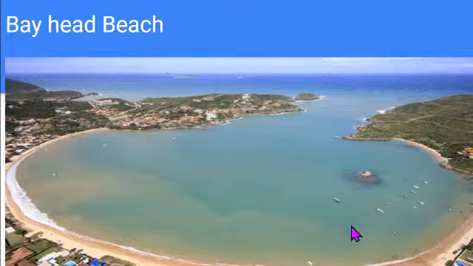Let me know if you have any questions about the bayhead beach, so we can just jump right into the next one. So pretty much this is a diagram that you are going to be looking for. And if you get a diagram like this, you know that this area is your beach, or you can also call it your bay, and then you would have your two headlands at the end there. Okay?